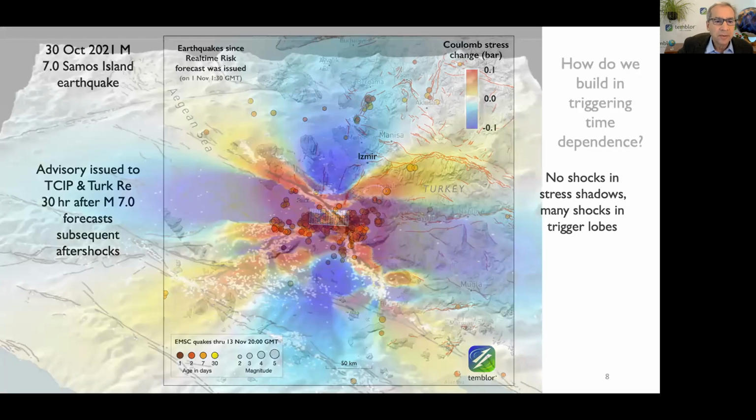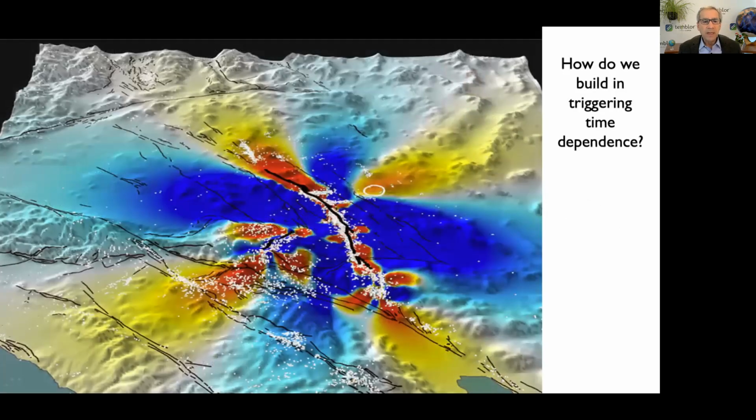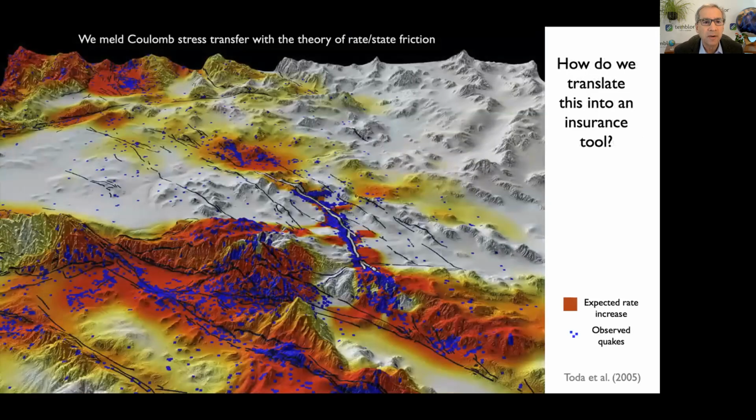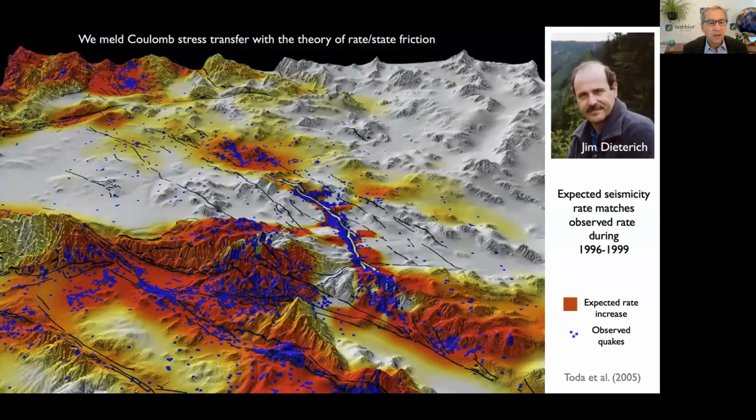Now let's go back to the Landers earthquake and say, what we need to do is build in time dependence, because aftershocks decay and we need to understand that. So what we do is we borrow from the theory of rate and state friction, developed by the great Jim Dieterich, formerly at the USGS and now at UC Riverside. Now the red zones, as before, are areas where we expect a high rate of earthquakes, and the white zones are where we expect a low rate, because we're forecasting rates of earthquakes, not increases or decreases. And you can see this 3-year forecast does extremely well with the observed aftershocks, which are blue.